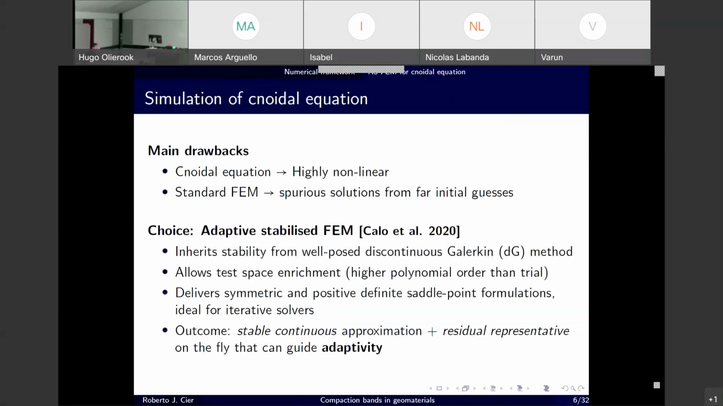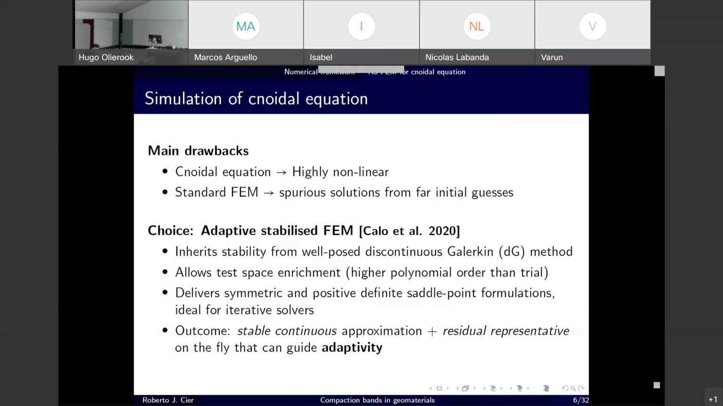So what's the issue with this equation? This equation was highly nonlinear, and we need to build a robust enough numerical framework to solve it. When we tried working with standard finite elements, we realized that we started to have a spurious solution, given that we have initial guesses or stress states that were far from the condition we want to reach. So at the end, we decided to use an adaptive stabilized finite element framework that was developed by Victor Calo and his collaborators in 2020.